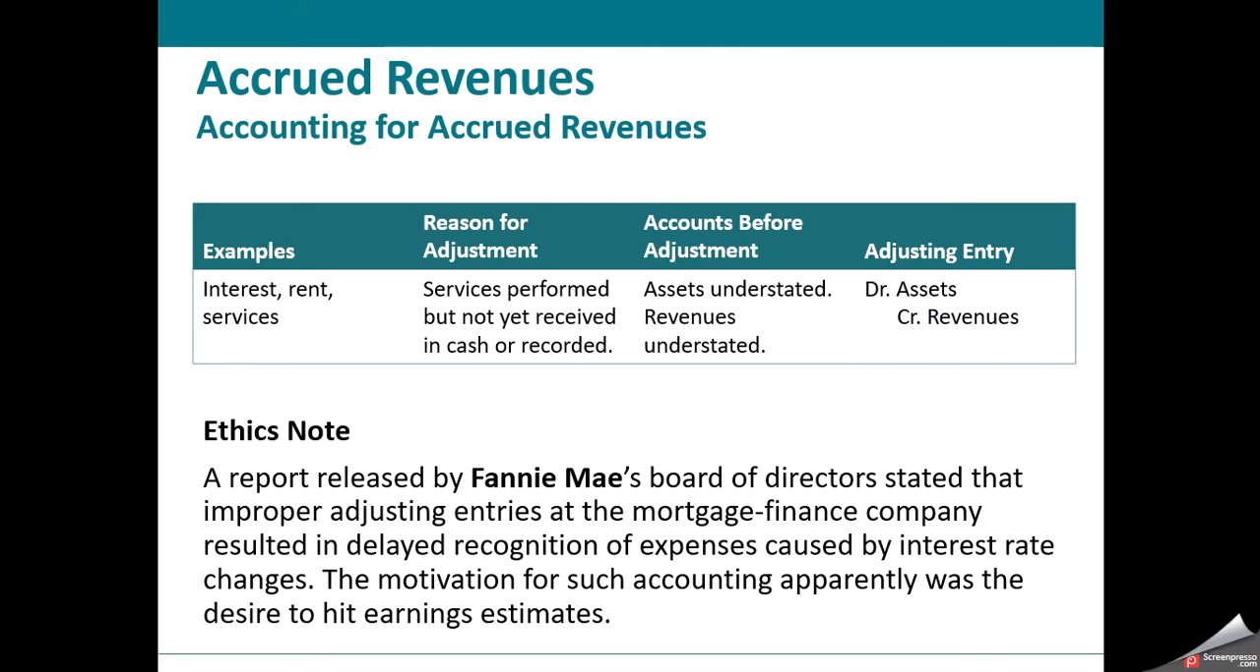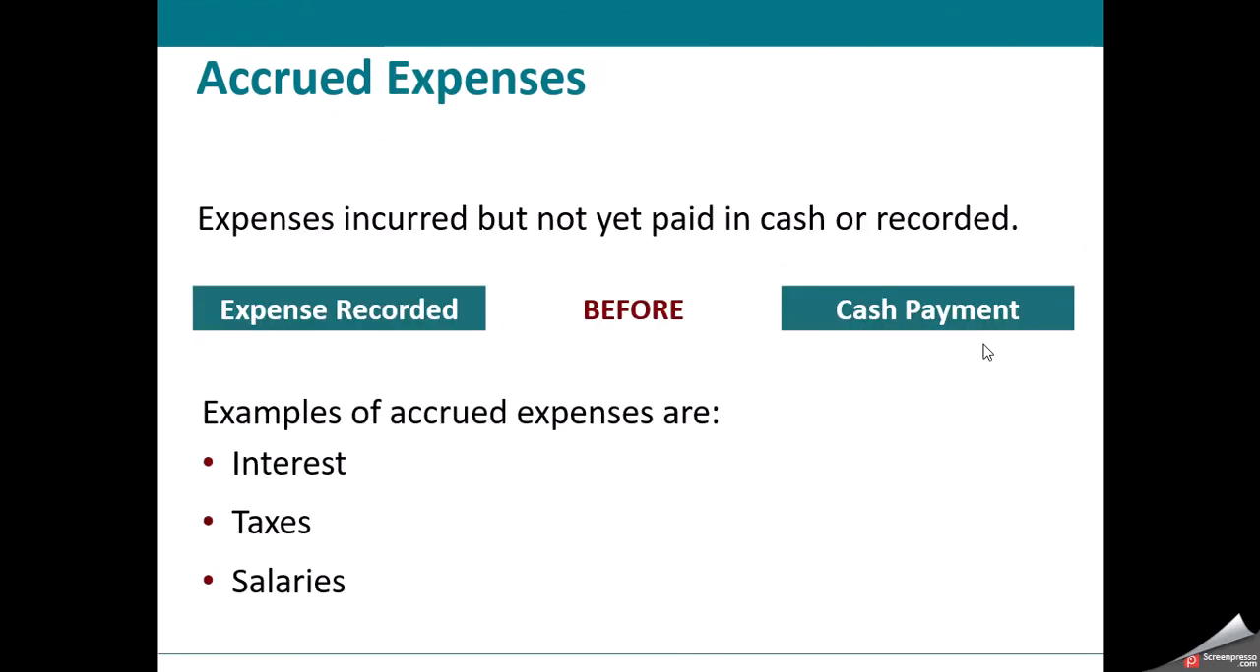Examples that we have, again, of our interest, rent, services, any type of income we have that we could get in advance. If we do not adjust it, our assets will be understated and our revenues will be understated. So we need an entry that debits the assets and credits those revenues. Then our accrued expenses are the other way.